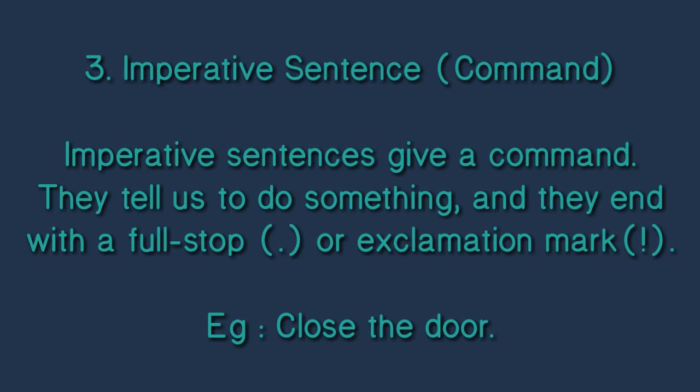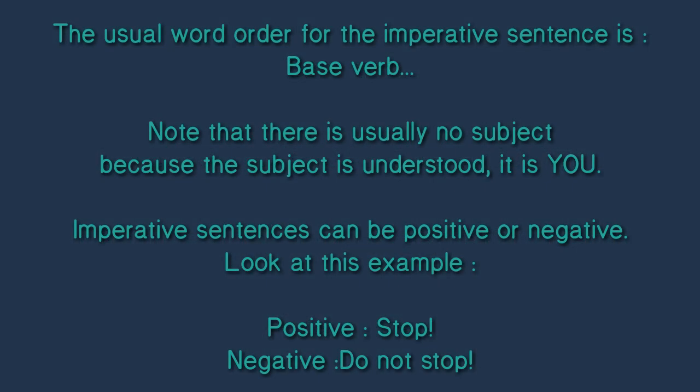Look at this example. Close the door. It's a command. Okay, it can be said to be a request too. Anyway, it is telling us to do something. So this kind of sentence can be called an imperative sentence. Now, the usual word order for the imperative sentence is base verb plus it goes on. At first we should use the base verb. Note that there is usually no subject in an imperative sentence because the subject is understood.